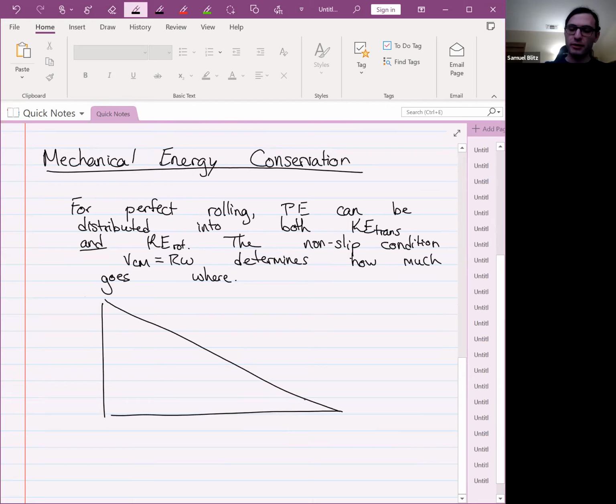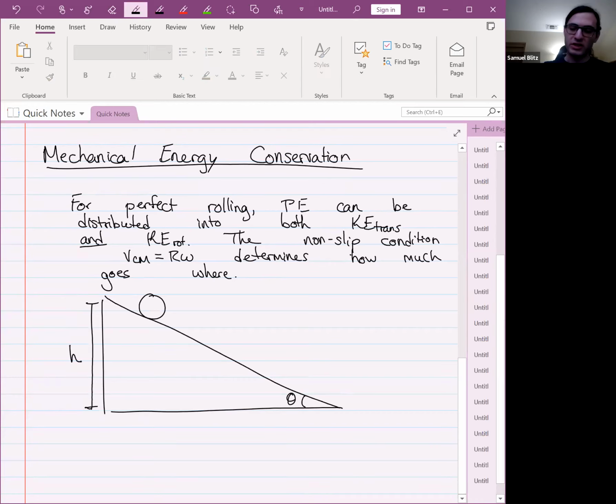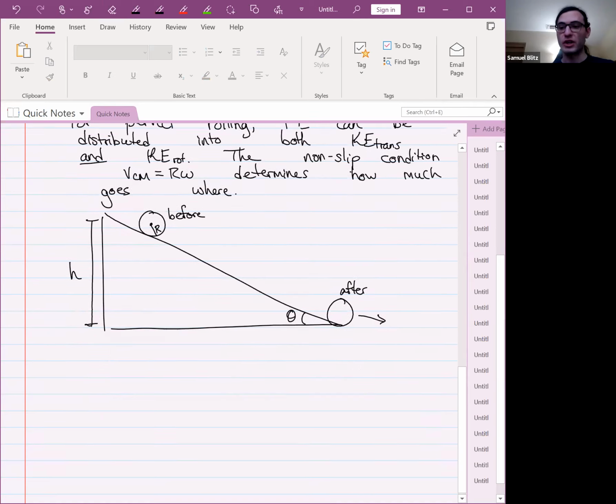That kind of makes sense, but let's check by doing the math. So we have our inclined plane, say with an angle theta. Maybe it starts at height h and goes down to height 0. The ball rolls down the inclined plane, right? Or ball, cylinder, whatever it is. Let's actually call it a cylinder. Say it has radius r, starts off up here, ends down at the bottom. So we can use mechanical energy conservation to figure out this problem.